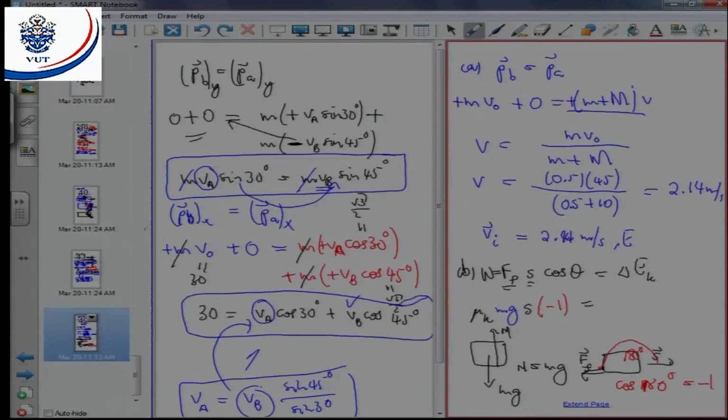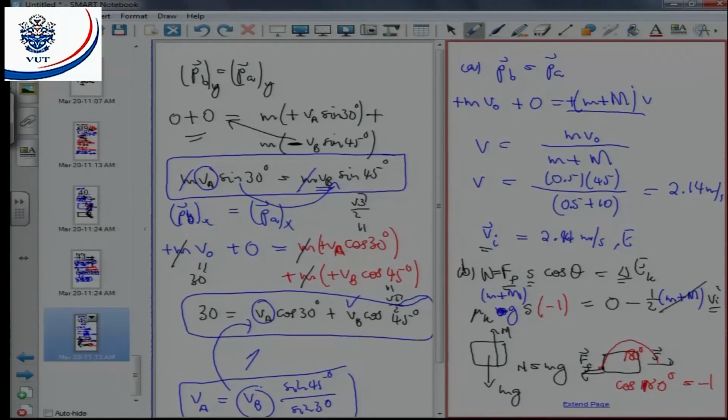This is equal to the change in kinetic energy. Remember that change is final minus initial. Finally, they stop, so it's 0. Then initially it's minus 1/2. The mass here should be for the bullet and the block, so it's m plus big M. That's the kinetic energy of the system, multiplied by v squared, and this v squared is the initial speed we've just calculated over here.